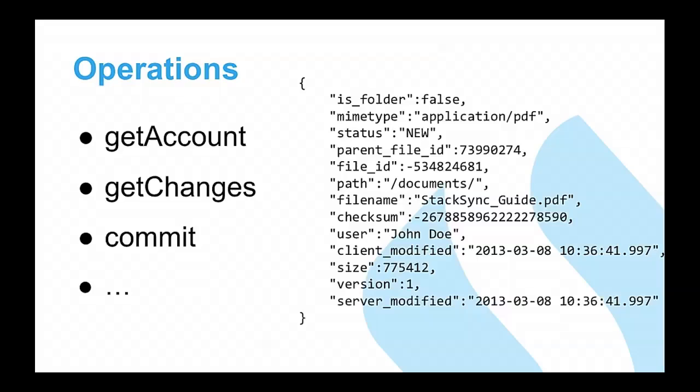The StackSync server offers many operations to the clients, and here we display three of them that we consider to be the most important. The first one is get account. The clients call this action in order to get information about the user. This information includes, for example, the username on Swift, the storage URL, and the information the clients need in order to communicate directly with Swift.